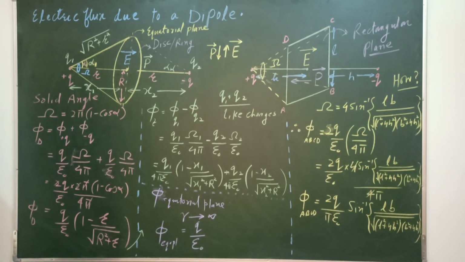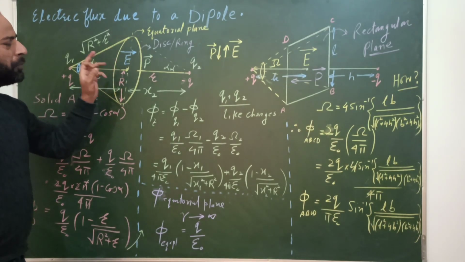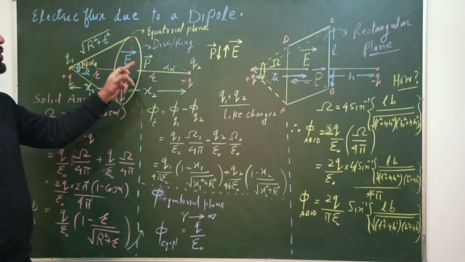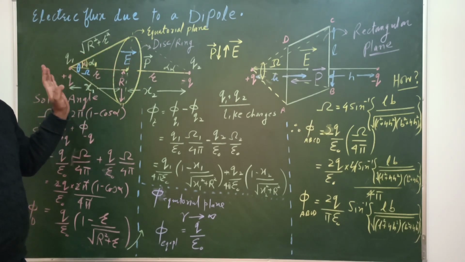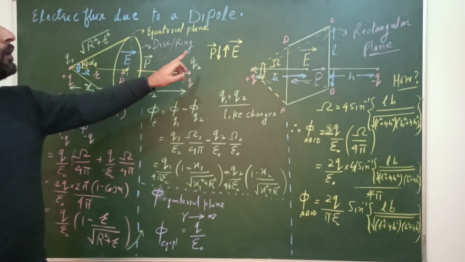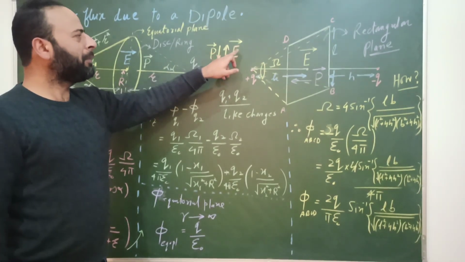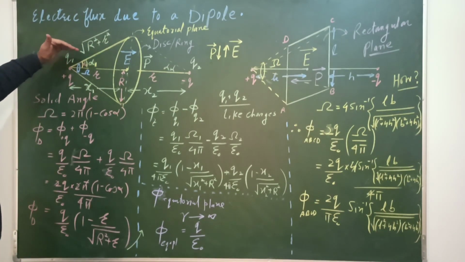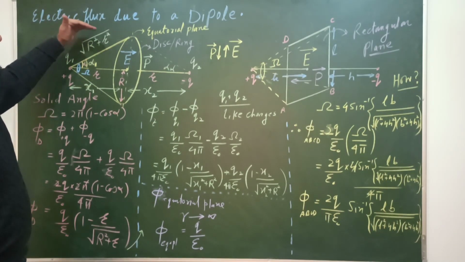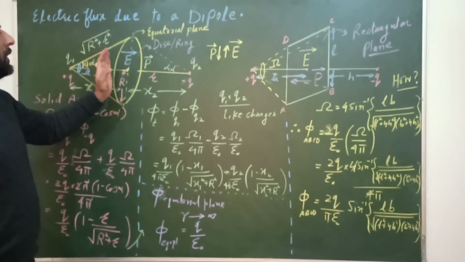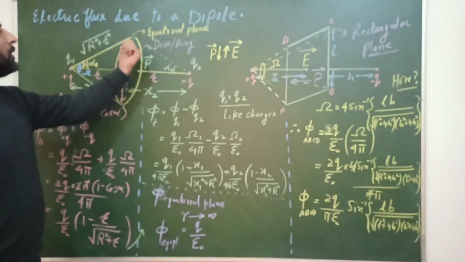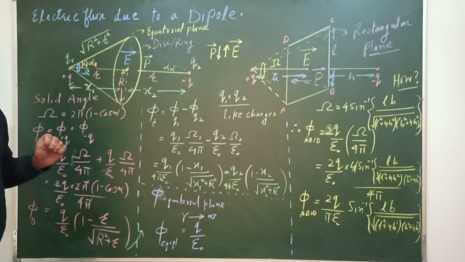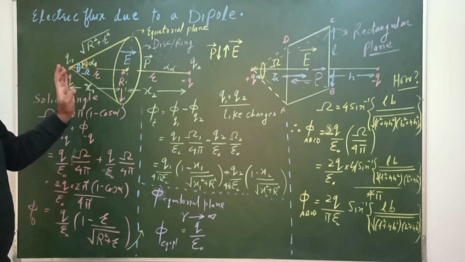Now, we know the electric field in the equatorial plane is opposite to the dipole moment of the electric dipole. So, the dipole moment is anti-parallel to the electric field. The electric field is from the positive charge to the negative charge, that is perpendicular to the disc here. Now, how to calculate the electric flux through this disc?